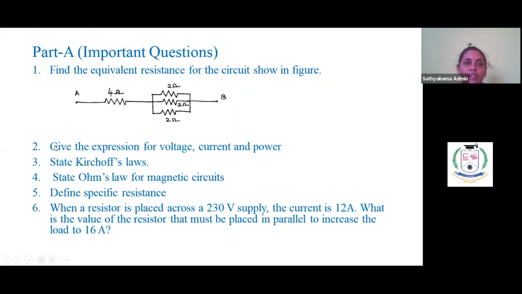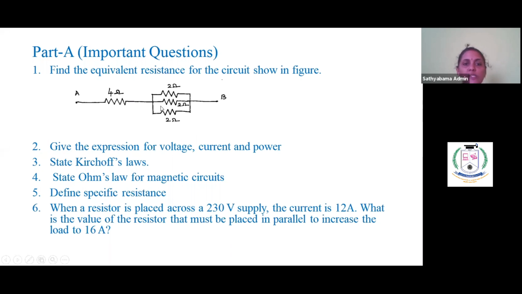Now, these are some important questions which have been repeated many times in your question papers. Part A. Find the equivalent resistance for the given circuit in the figure. Now, this is the circuit given. 4 ohms is connected in series with 2 ohms, 2 ohms and 2 ohms. These three 2 ohms are connected in parallel.